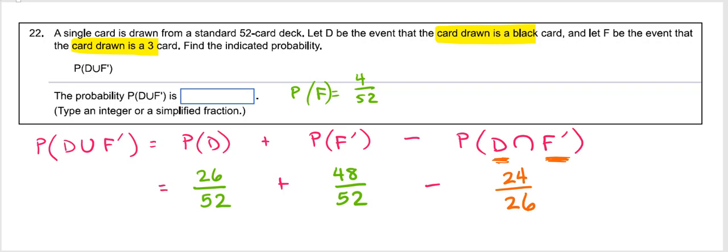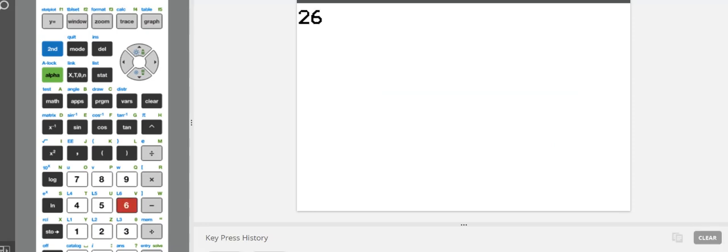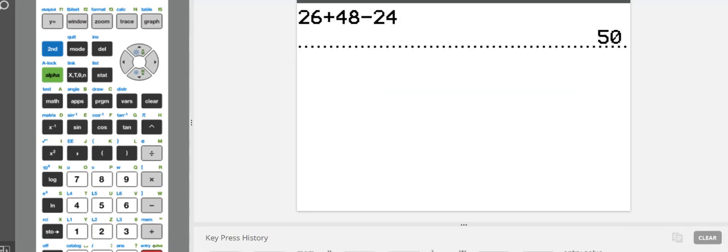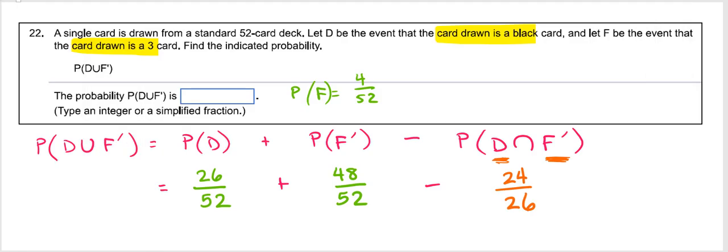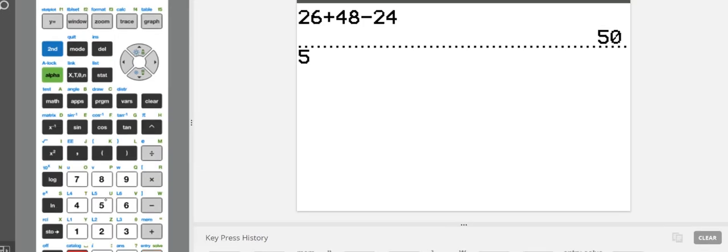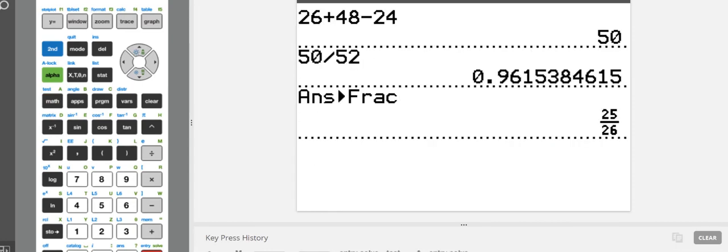So let's do that on the calculator. 26 plus 48 minus 24 leaves me with 50. So this would be 50 out of 52. In simplest form, 50 over 52 is 25 out of 26.